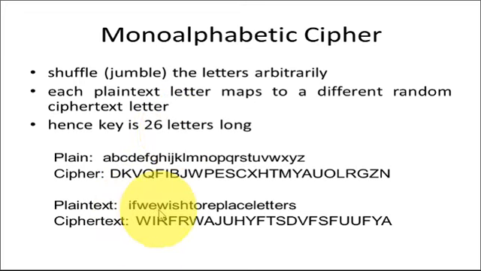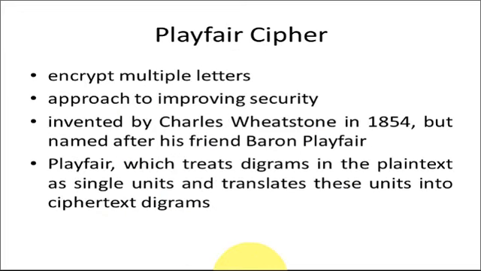So if we wish to replace letters, this is the plain text. Wherever we have I, that will be replaced by W. This is the mono-alphabetic cipher.